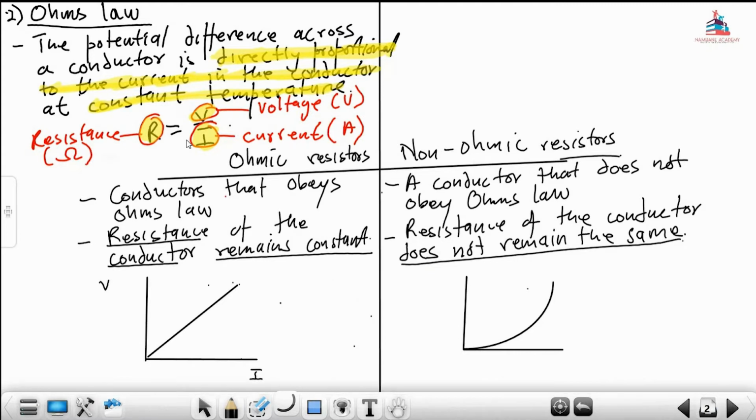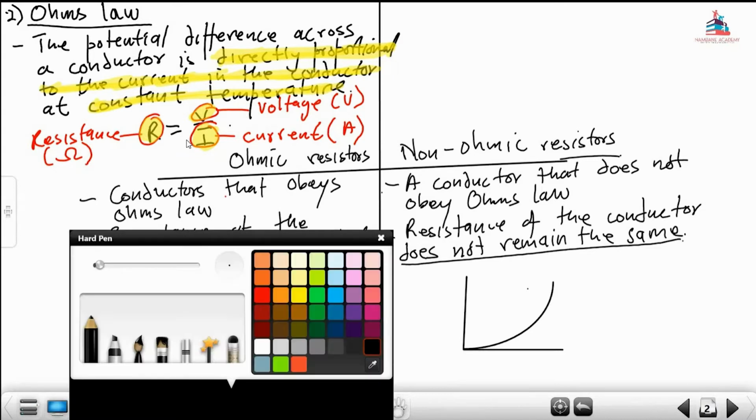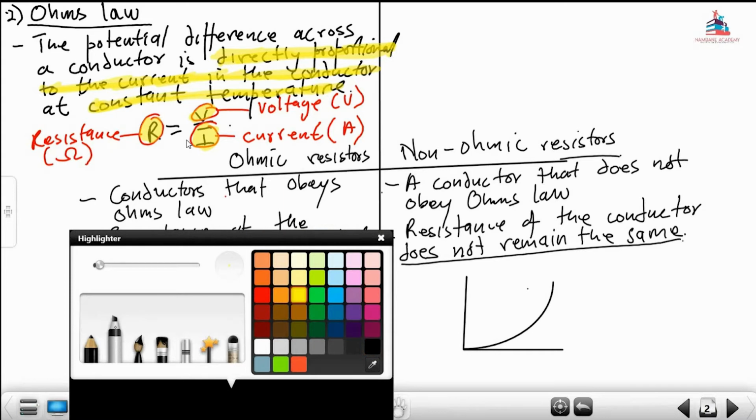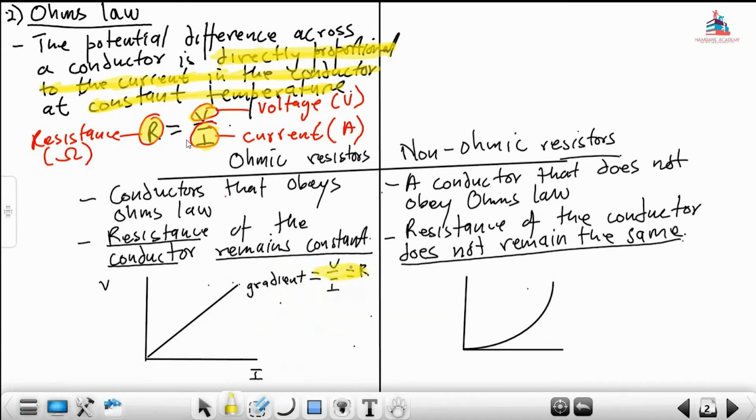Now let's check. What if I am looking at the gradient of this graph? The gradient is equal to V over I. But when I check from Ohm's law, the gradient becomes what? It becomes R, which is the resistance. So it basically says it stays constant throughout. And when it stays constant, it is obeying Ohm's law.